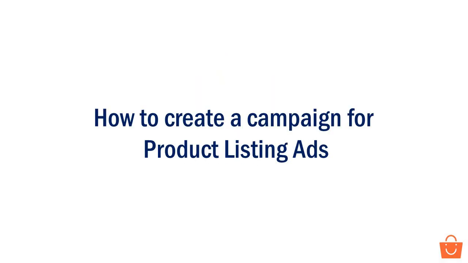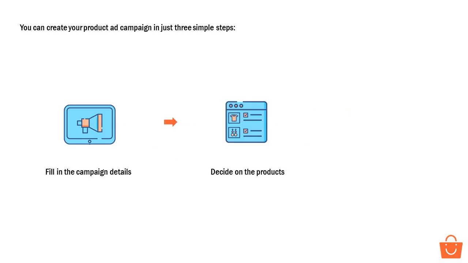In this module, you will learn how to create a Paytm product listing ad campaign using the Seller panel. You can create your product ad campaign in just 3 simple steps. First, fill in the campaign details. Second, decide the products. Third, set the bidding rate.